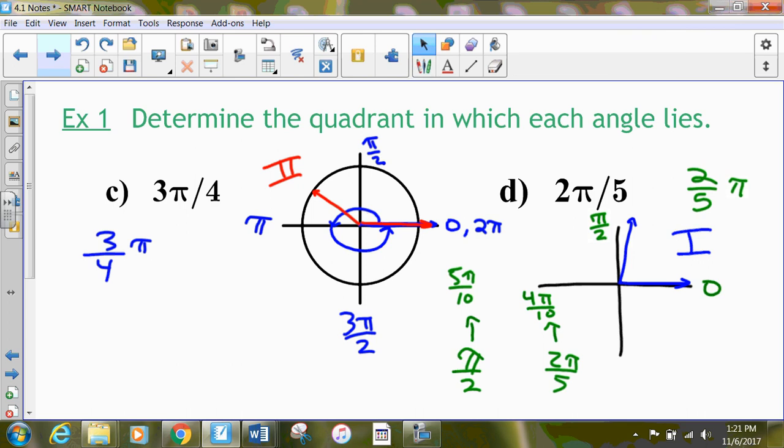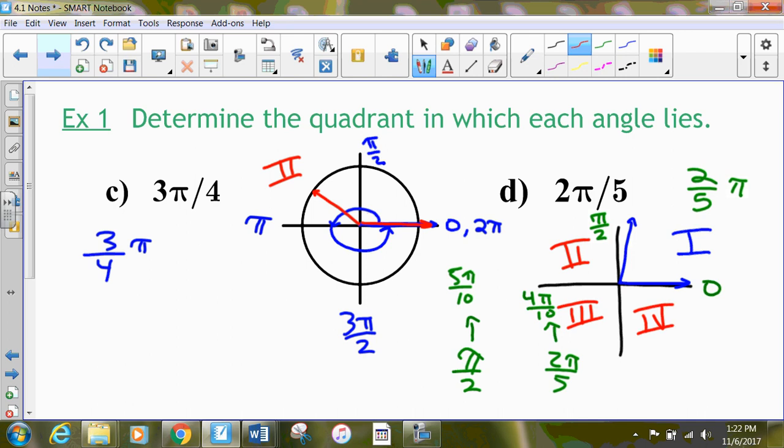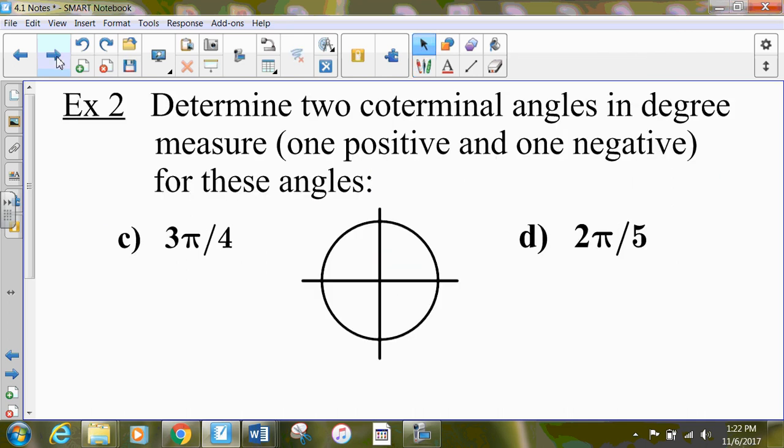So with our quadrants, we have first, second, third, and fourth. I know it's coming back to you. A little practice, though, helps a lot. So example 2 says determine 2 coterminal angles in degree measure, one positive and one negative for these angles. And we already did A and B, so we're looking at C and D.